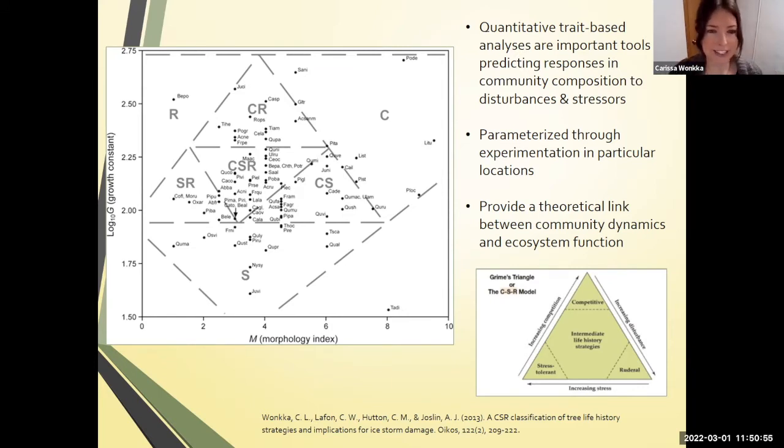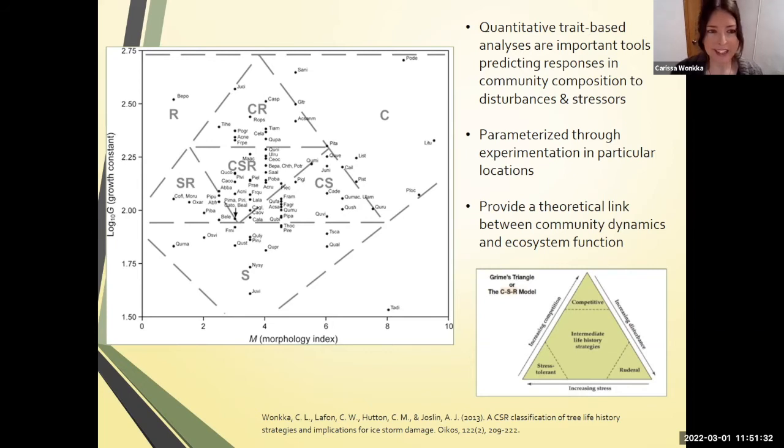We developed two axes. On our x-axis here, we have a morphology index, and that speaks to the traits of different trees. This was a study in the Appalachian Mountains, and we looked at different tree species and what their morphology was. We were able to look at all the species in relationship to each other and plot their differences in morphology by this axis. And then on the y-axis, we took the same species and we looked at an index relating to their relative growth rates and their growth constants. So this was a suite of traits that were speaking to how quickly the plant grew.